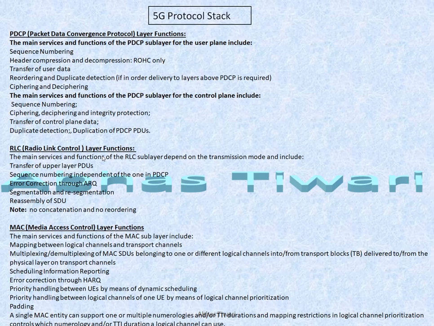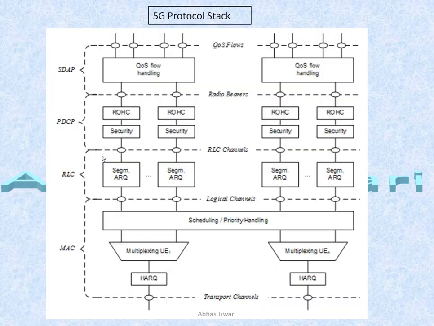Just to remember, I have a short description here of what the layers are doing. You can keep this picture on your mobile and see what these layers are doing. SDAP, like I mentioned, is responsible for QoS flow handling, done by QFI, the new concept introduced. Just remember QoS flow handling is taken care of by SDAP along with a few other things. ROHC and security are taken care of by the PDCP layer.